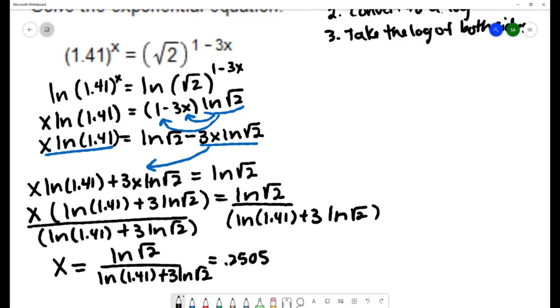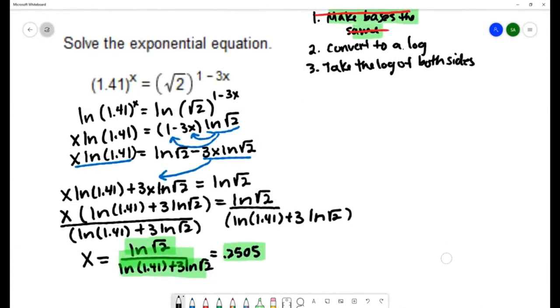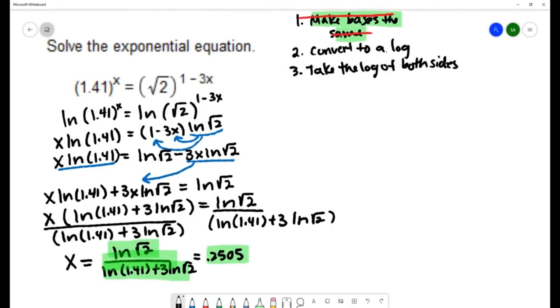So that's our exact answer here, and this is a rounded answer, which is approximate. Now, I mentioned that if we were to use that first method, making the bases the same, we would get an approximation. So let me show you that.